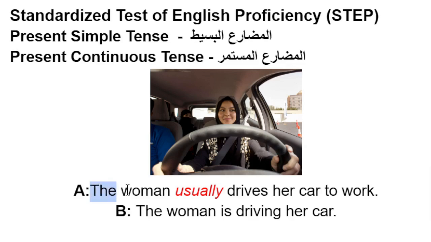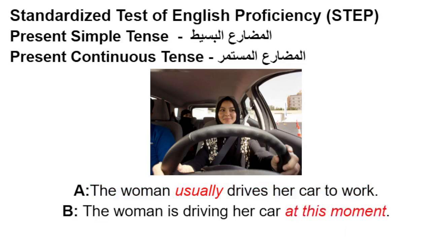The woman usually drives her car to work. We know this is a habit, something she does every day. So in this sense, we use the present simple. The present continuous tense is used when we speak about an action that is taking place now. It is happening now or at the time of speaking. And in the sentence we can see the phrase at this moment. The woman is driving her car at this moment. We see her. It's an action which is happening right now.